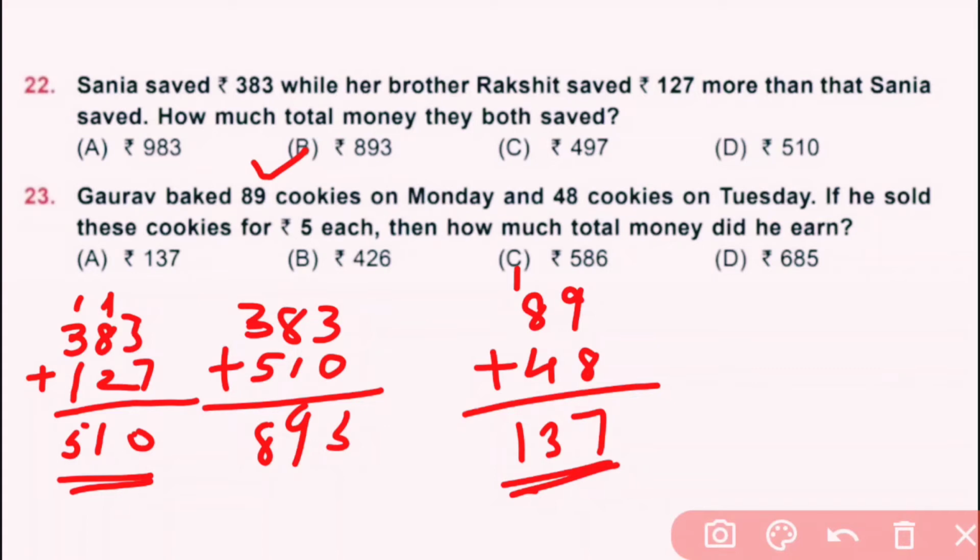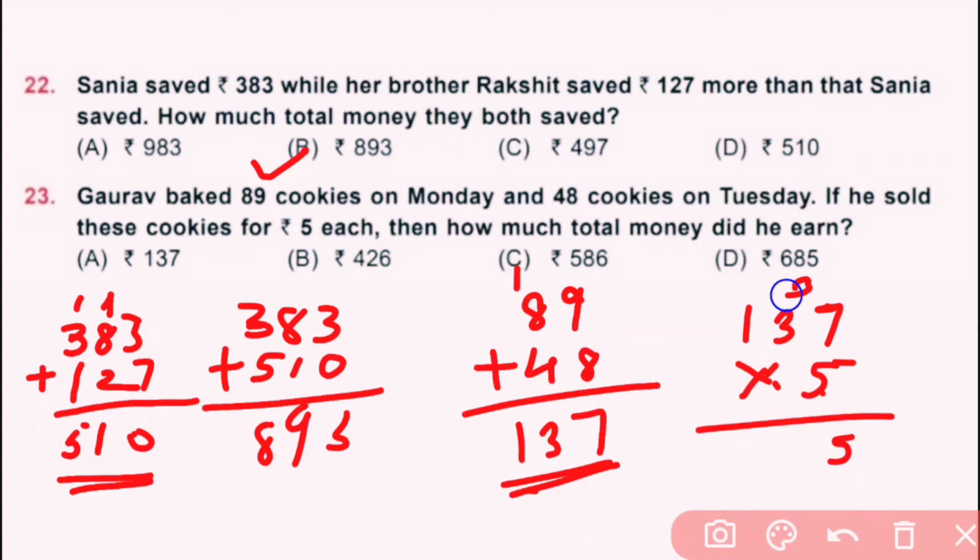And he sold these cookies for 5 rupees each. So one cookie is for 5 rupees. 137 into 5: 5 sevens are 35, 3 carry over. 5 threes are 15, 15 plus 3 is 18, 1 carry over, and 5 ones are 5 and 1 is 6. So 685.